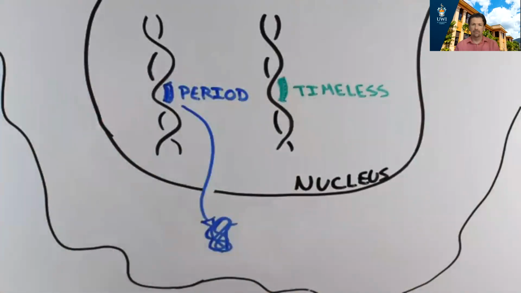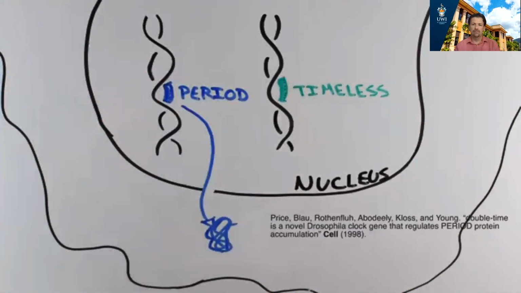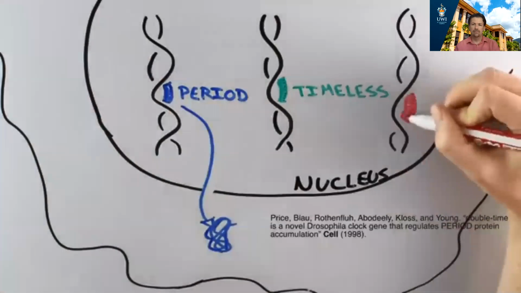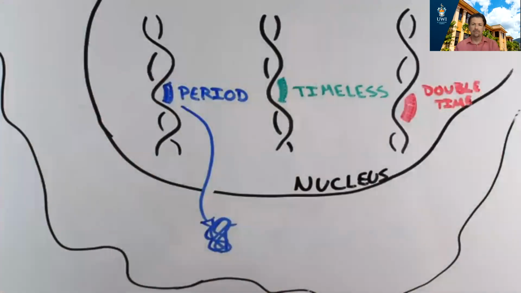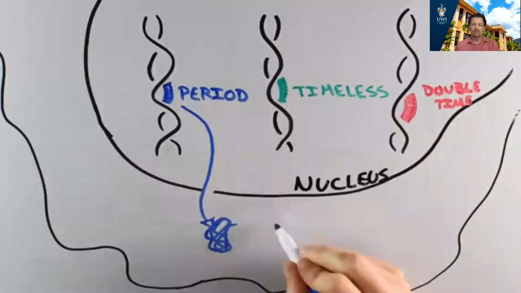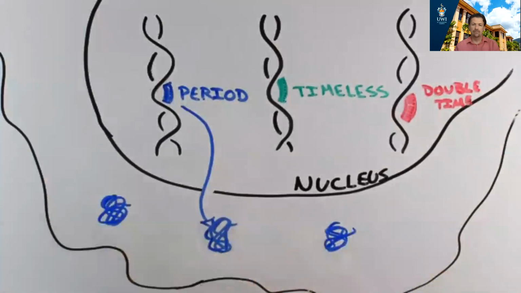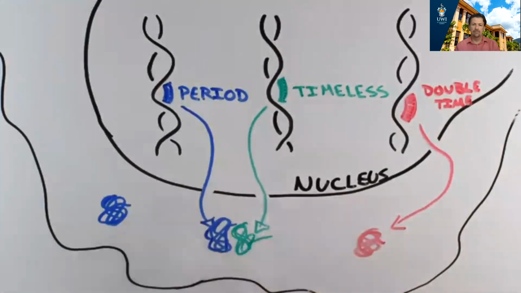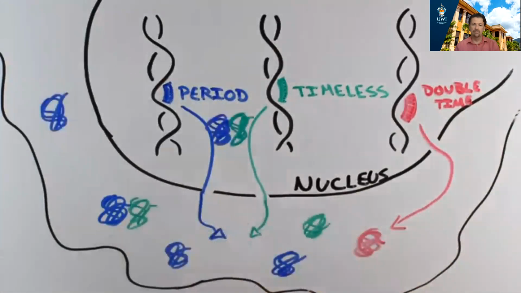But period and timeless aren't enough to explain the whole cycle. The final piece of the puzzle came in 1998 with another gene called double time. The double time protein reduces the stability of period outside of the nucleus, which leads to a delay in the cycling. So the whole setup goes something like this. The period gene starts making the period protein. The double time protein limits the stability of period so it doesn't build up too quickly. Timeless shows up and starts teaming up with period to move into the nucleus, and period shuts down its own production.